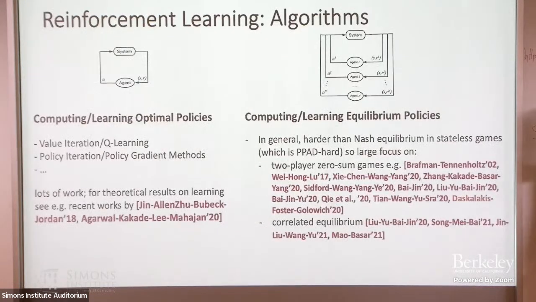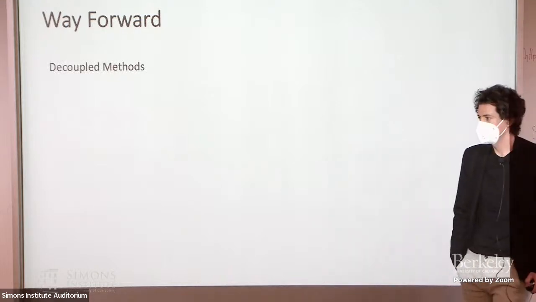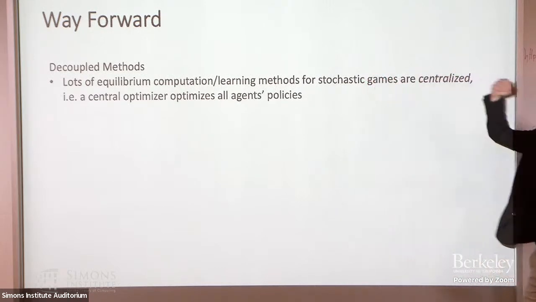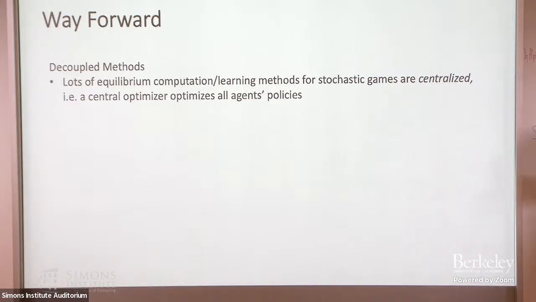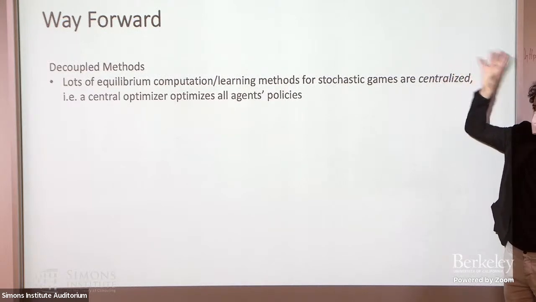And I want to carve out, and again, Jean is going to cover all of that, so I just want to carve out some directions from my perspective. And then Jean will have the floor to analyze that further. So one interesting question is decoupled methods. Lots of equilibrium computation and learning methods for stochastic two-player zero-sum games or correlated equilibria in multiplayer cases are centralized. So you have a central planner who's optimizing the policies for all the players at the same time.